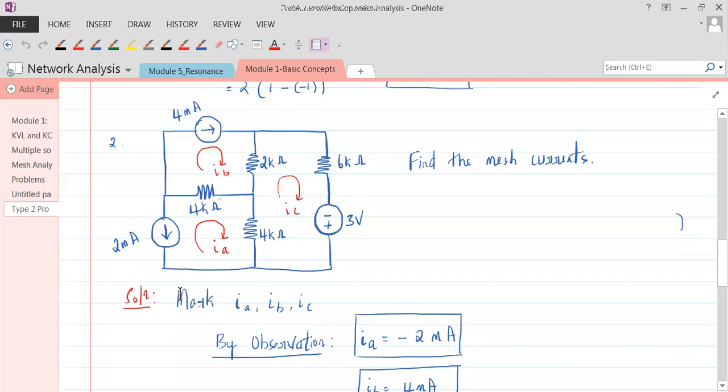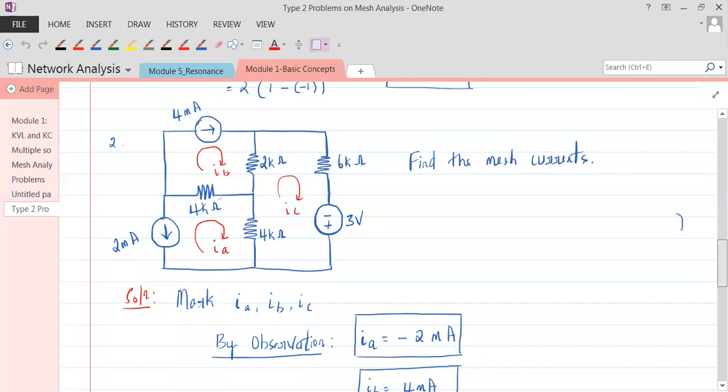And having these current sources on the boundary is an advantage. The more current sources on the boundary, the more currents we know. The more currents we know, the fewer KVLs we need to apply. So that is a time saving process, wherein we'll be applying a lesser number of KVLs, and we can reach the solution faster. So we had taken such two circuits.